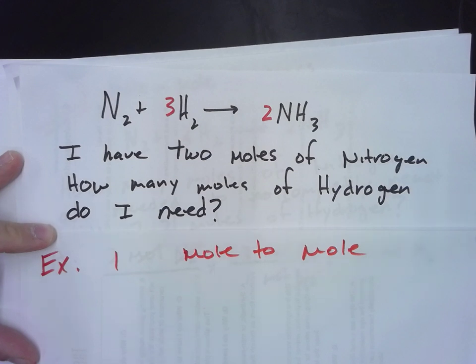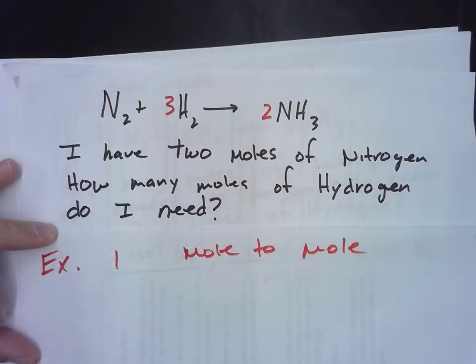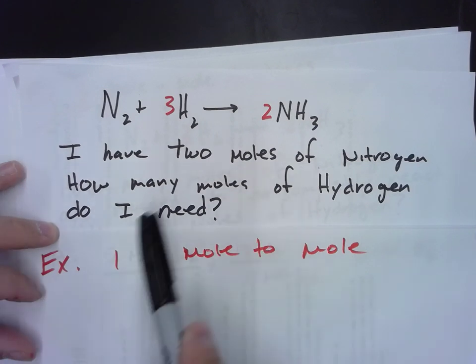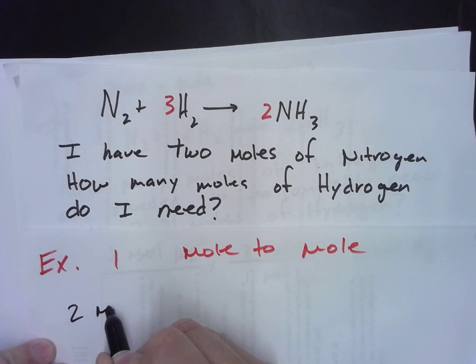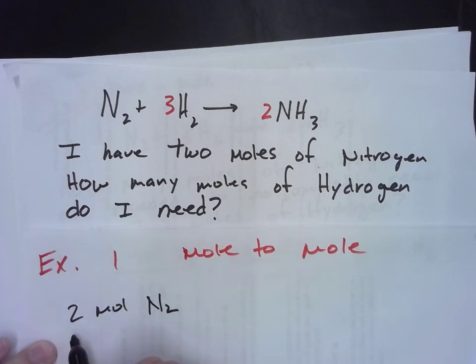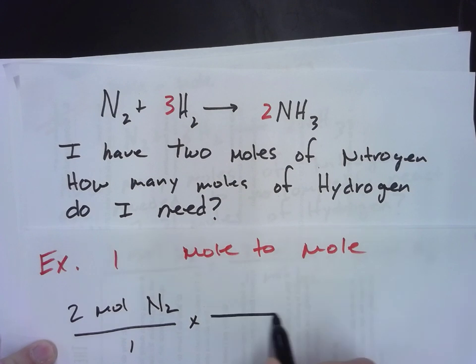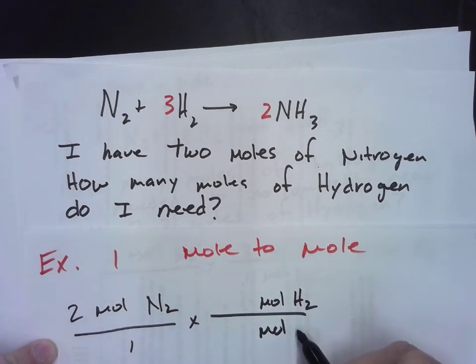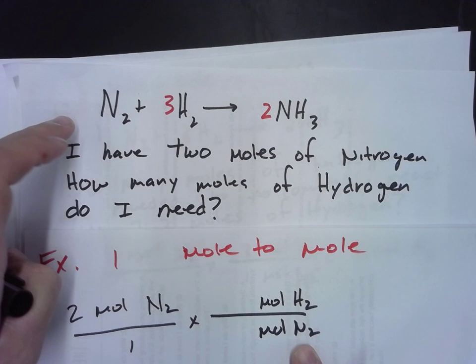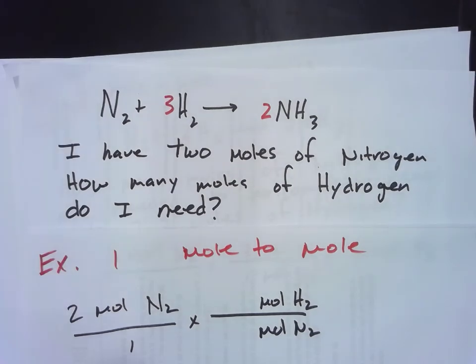Well, you attack this problem the same way that we just did with our pizza problem. You write out your given, 2 moles of N2 over 1. Then you're converting from moles of N2 to moles of hydrogen, so you write moles of hydrogen, H2, up top. You're going to cancel out moles of N2, so you write it down at the bottom. Now you look at your ratio. Just like cheese and sauce, you look at your ratio of nitrogen to hydrogen, and you see that for every 1 mole of nitrogen, there are 3 moles of hydrogen used.